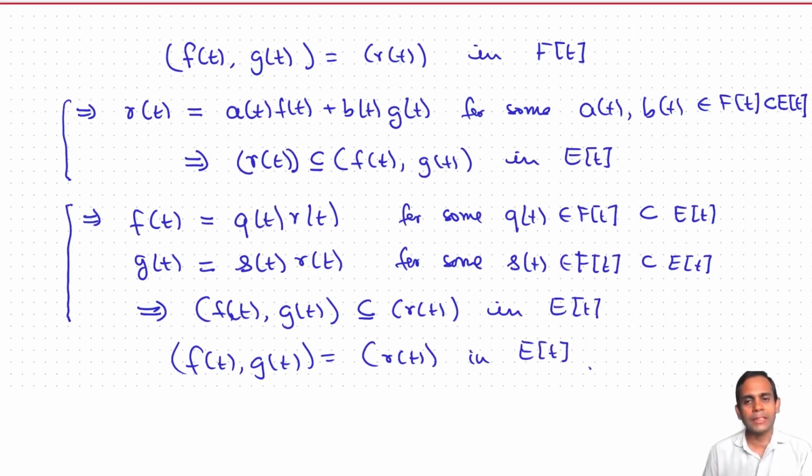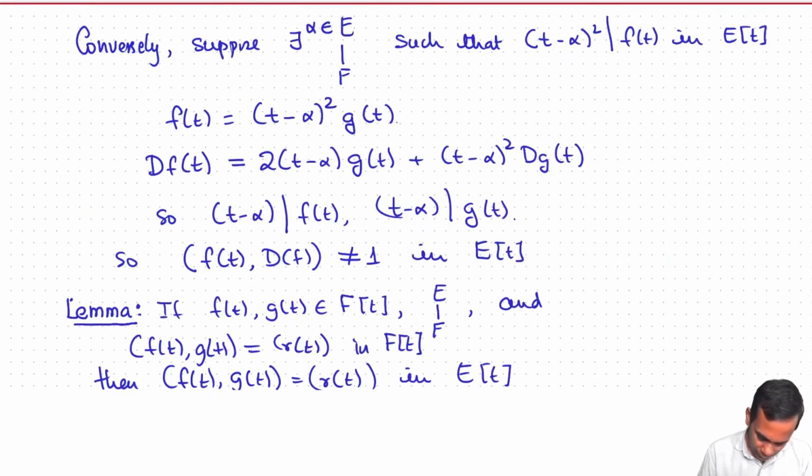Okay, so if the GCD of two polynomials is non-trivial in F[t], it is non-trivial in E[t]. And that's all we need here. So if we go back, we showed that f(t) and df(t), maybe I should write it, df(t), their GCD is non-trivial in E[t], but their GCD in E[t] is the same as their GCD in F[t].